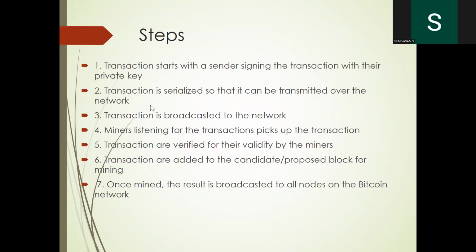Let us see how Bitcoin supports transactions. Typically, a sender initiates the transaction. We assume the sender wants to send some Bitcoin from his address to another address. First of all, he initiates the transaction and signs it with his private key. After that, the transaction is serialized and transmitted over the network.